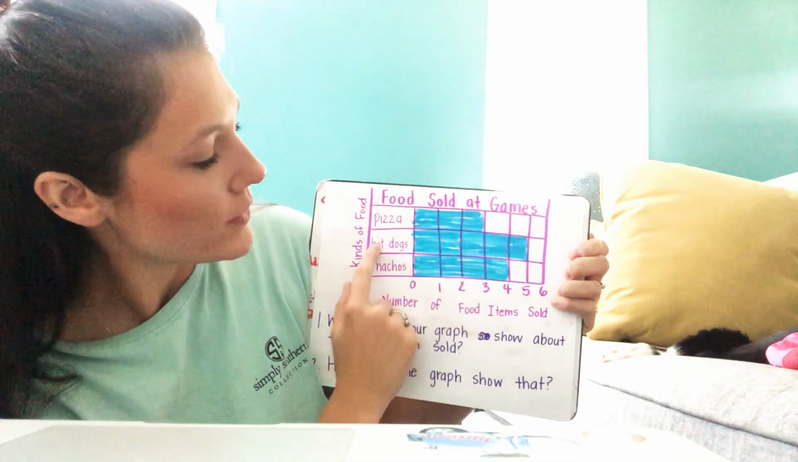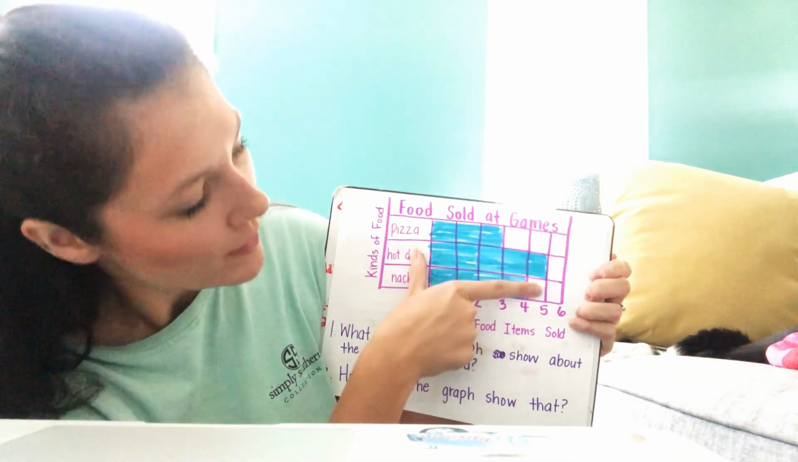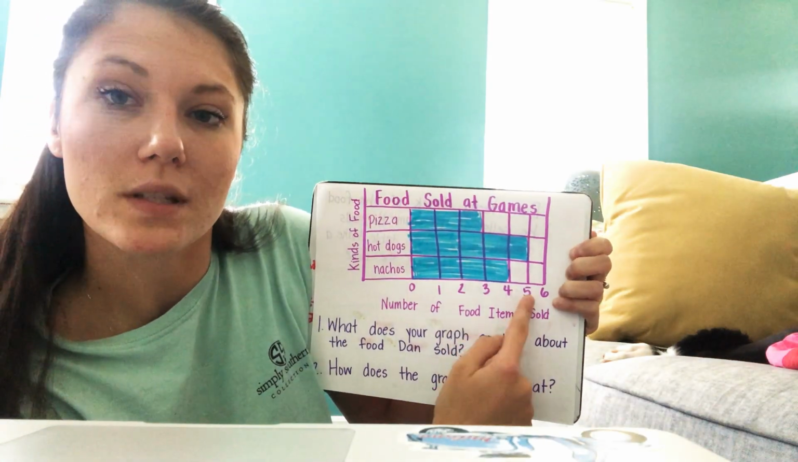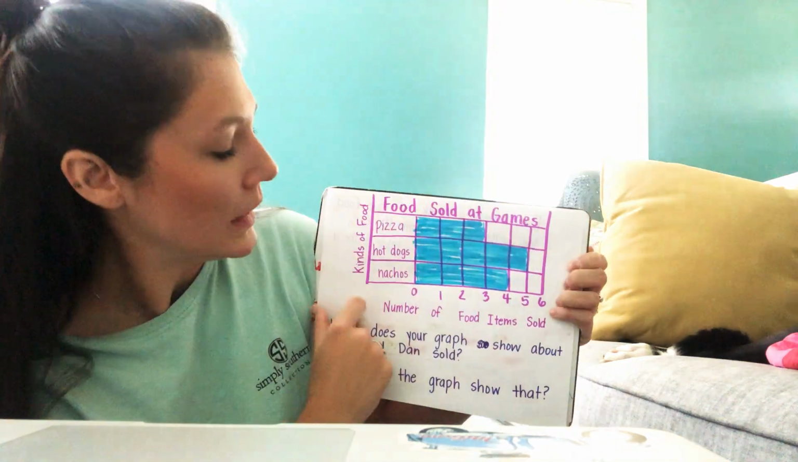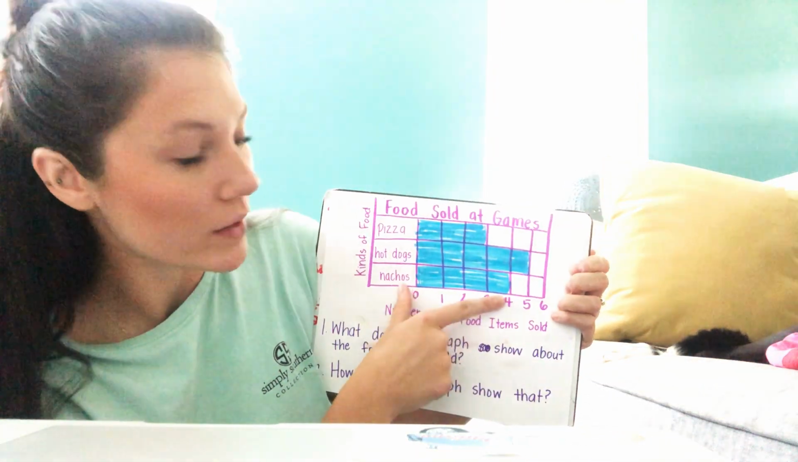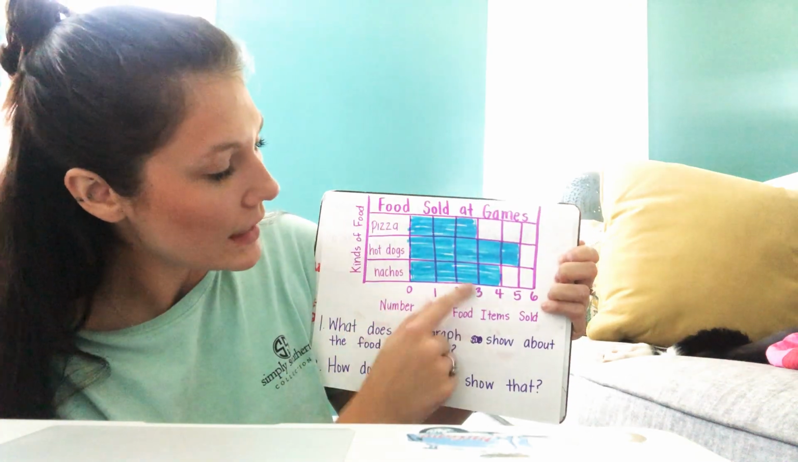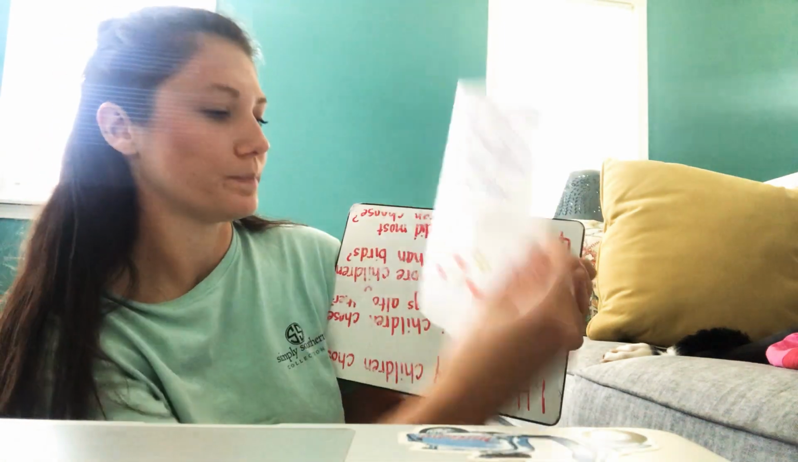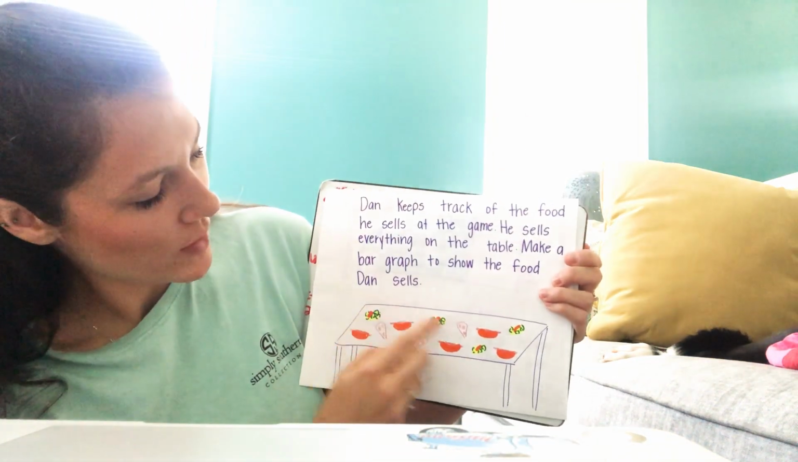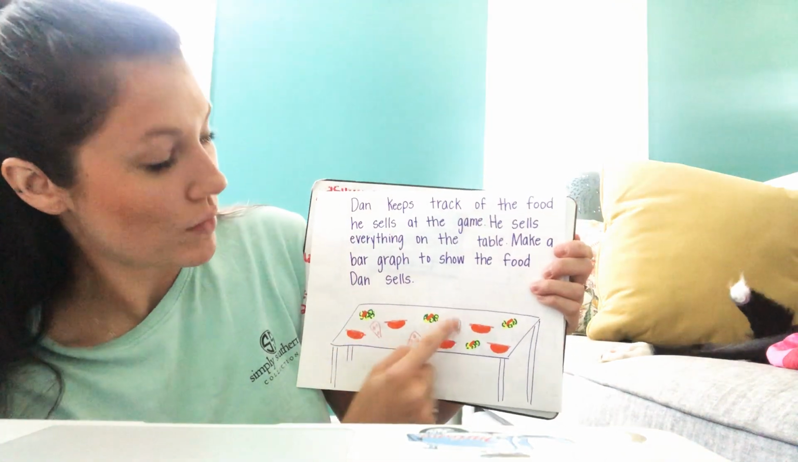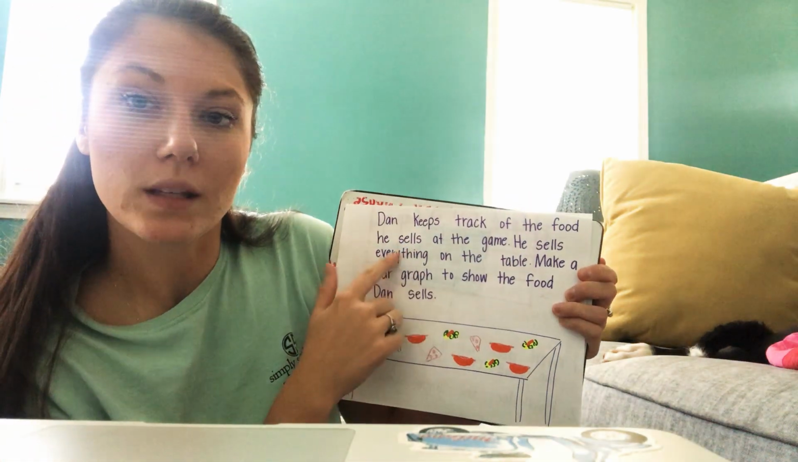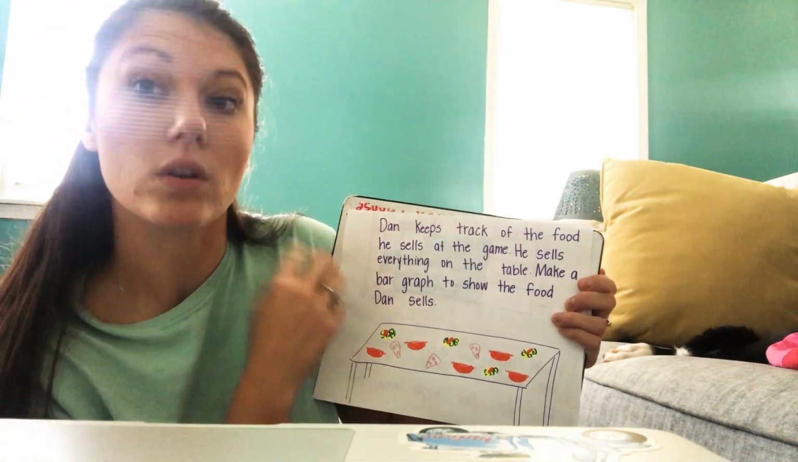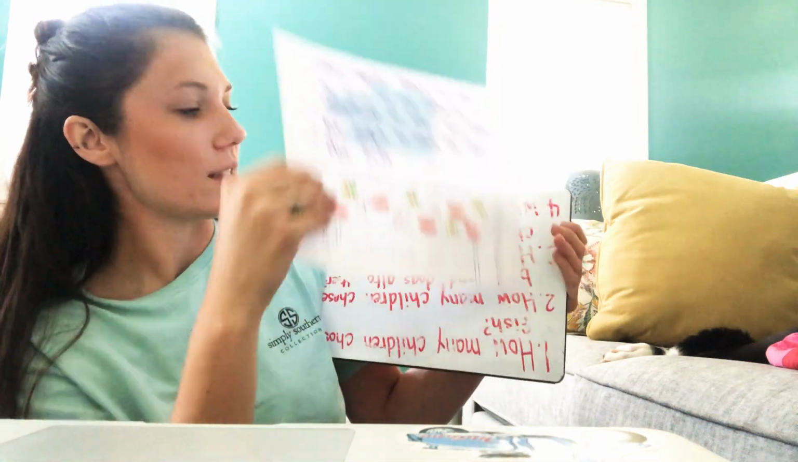I graphed it already, 1, 2, 3, 4, 5. And you can see the 5 right there. So it stops at 5. The bar stops at 5 because there were 5 hot dogs that he sold. For nachos, you should have counted 4. And so I colored in to the 4 because there were 4 nachos. And we can always go back and check. There were 1, 2, 3, 4 nachos, 1, 2, 3 pieces of pizza, 1, 2, 3, 4, 5 hot dogs. And in the prompt up here, it says that he sold all the food on the table. All right, so let's go back to the graph.